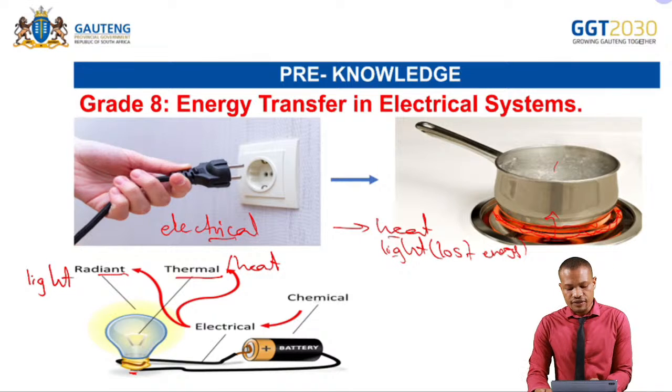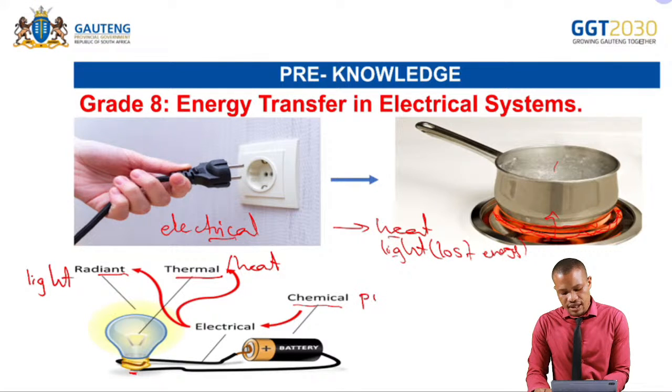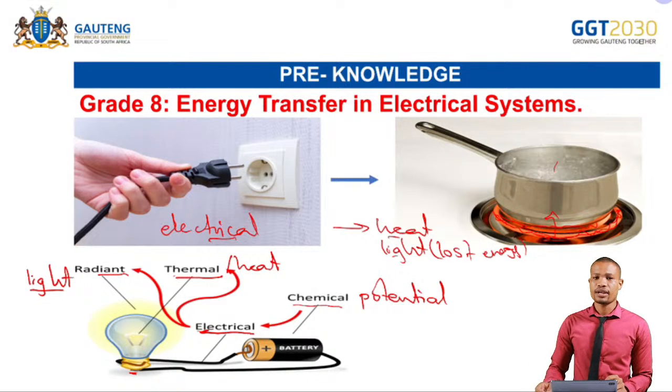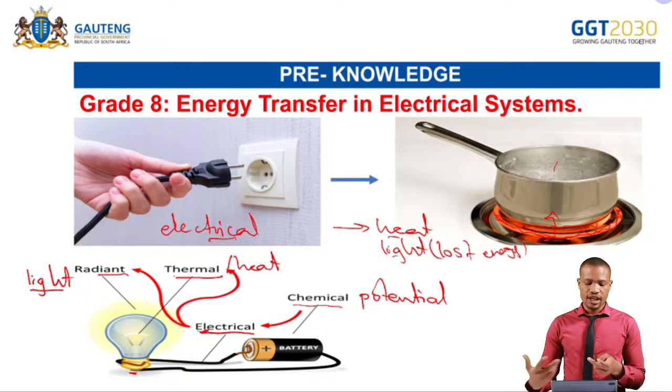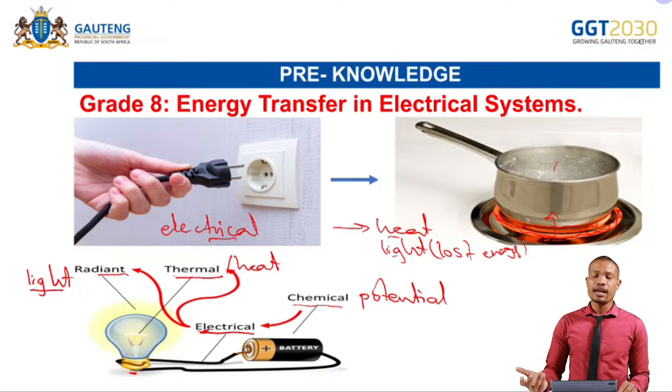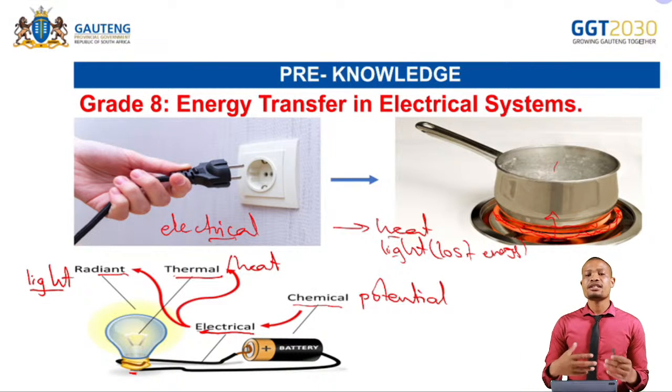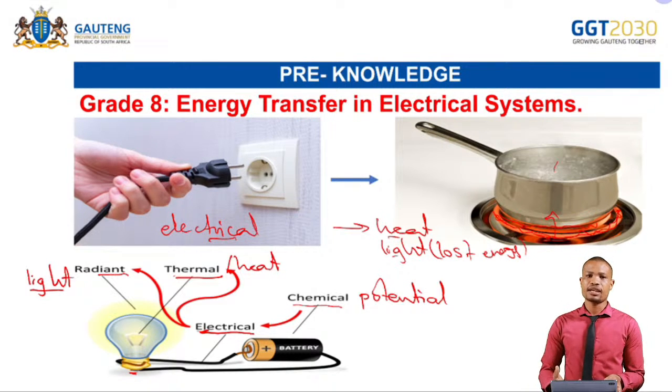So the energy conversions here are from chemical potential, let's write that, chemical potential energy into electrical energy, then light or radiant, and thermal and heat. Okay, so these are different forms of energy conversions that occur within electrical systems. They are not limited to this. These are just a few examples that I can give.